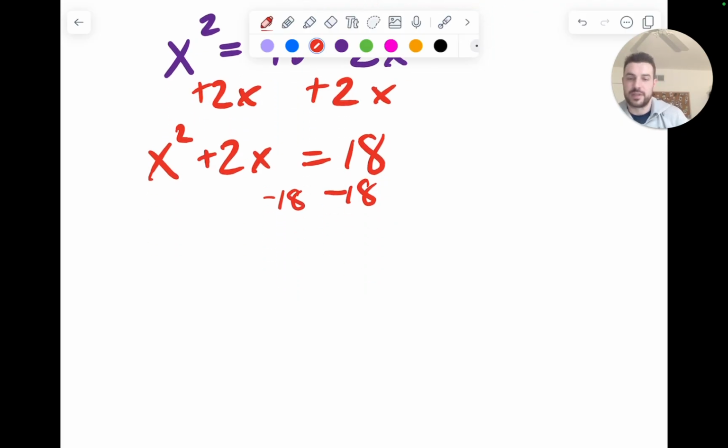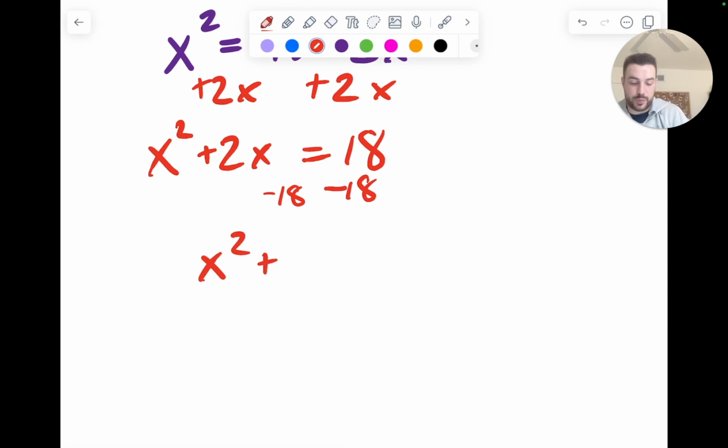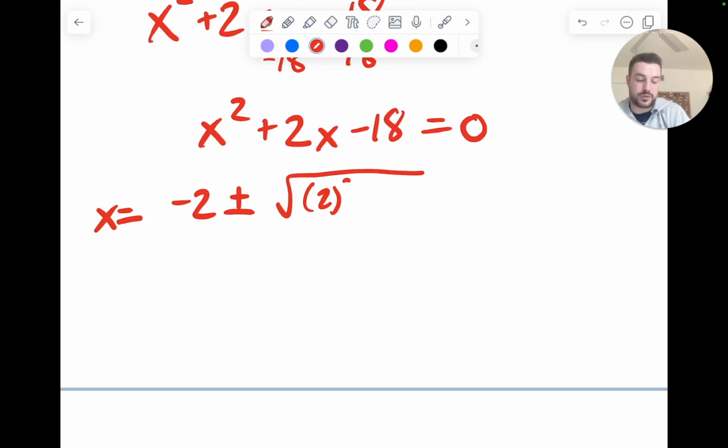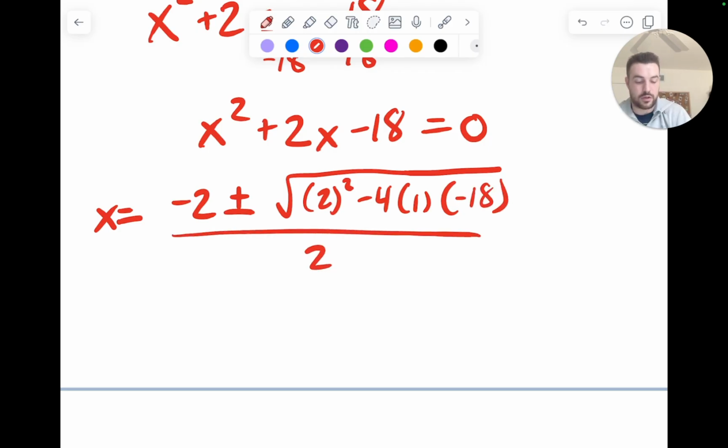There we go. So we end up with x squared plus 2x minus 18 is equal to 0. And now we can use our quadratic formula. X equals the opposite of b plus or minus the square root of b squared minus 4 times a times c, all over 2a.